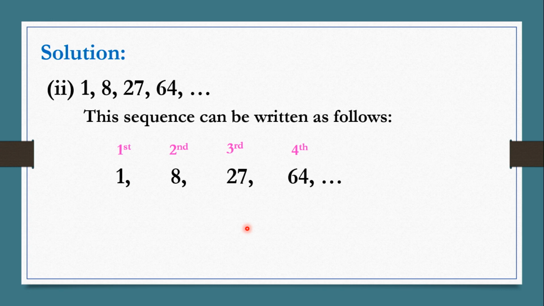Do you still remember how these numbers are called? Yes, these are cube numbers. 1 to the cube, 2 to the cube, 3 to the cube, 4 to the cube. So, once again look at the colors. The first term is 1 to the power of 3. Second term, 2 to the power of 3. Third term, 3 to the power of 3. Fourth term, 4 to the power of 3.